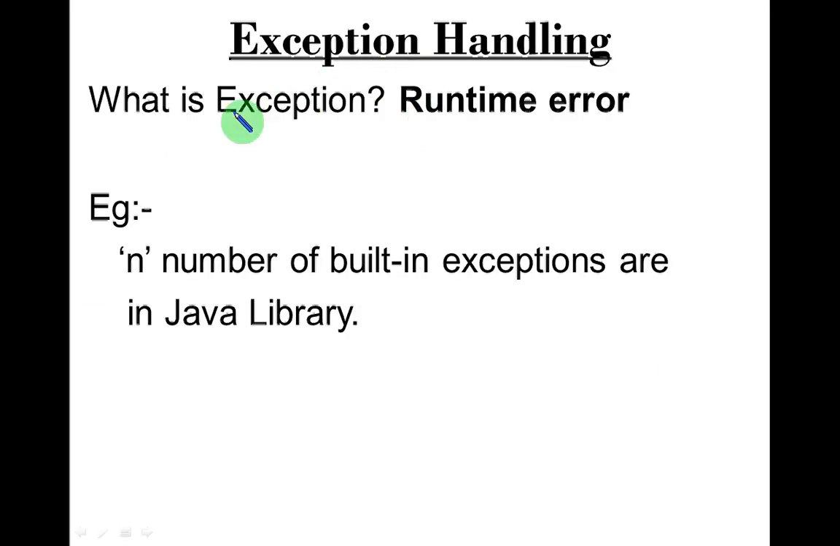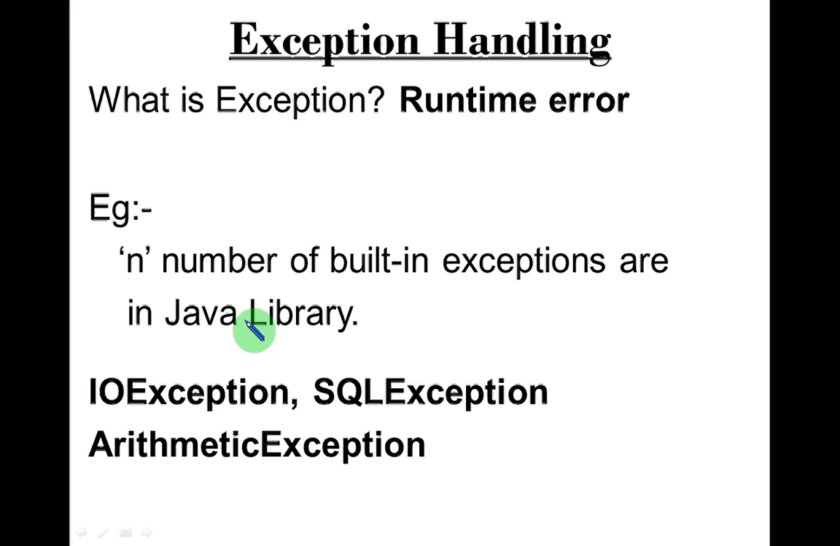So what is an exception? Exception is a runtime error. So many, that means n number of built-in exceptions are available in Java library. For example, IO exception, SQL exception, arithmetic exception, file not found exception, array index out of bounds exception. So these are a few examples of built-in exceptions which are already available in Java library.